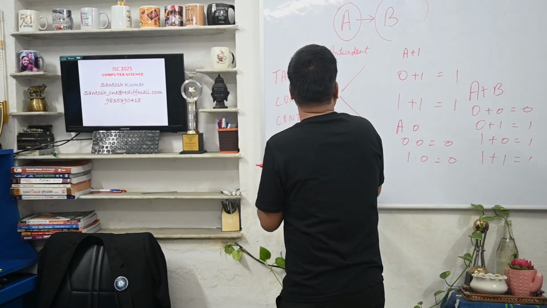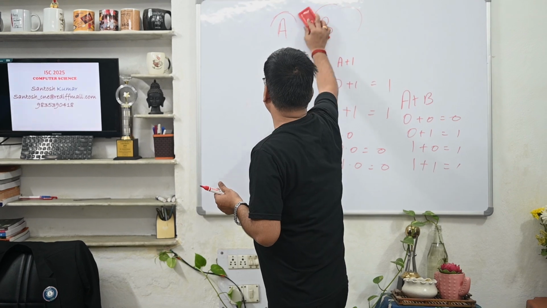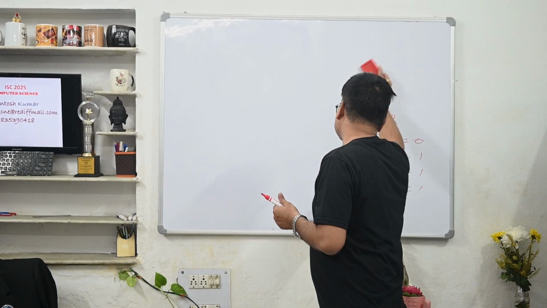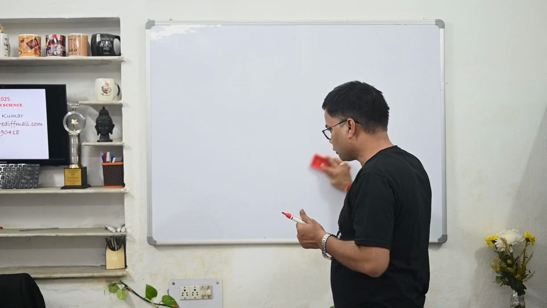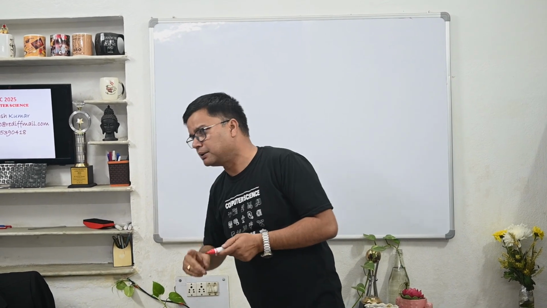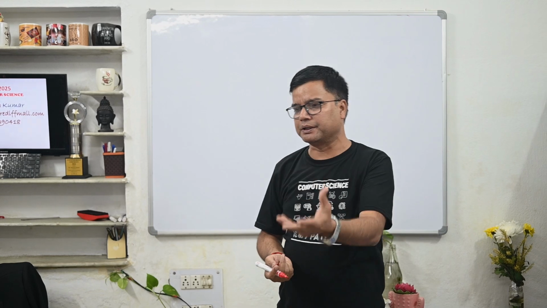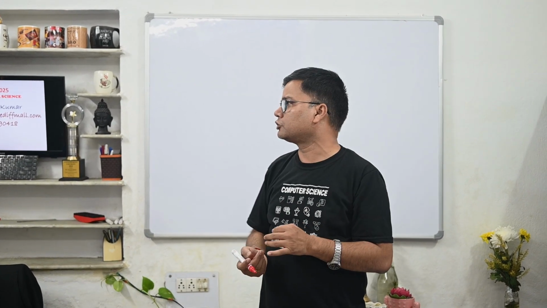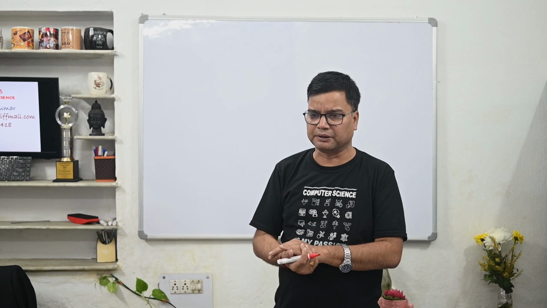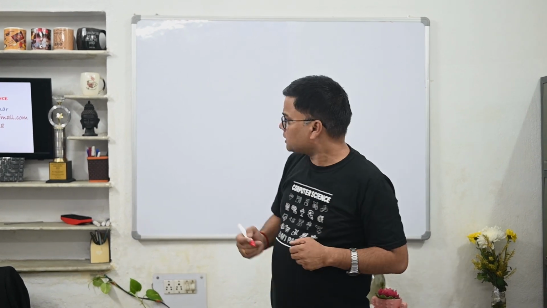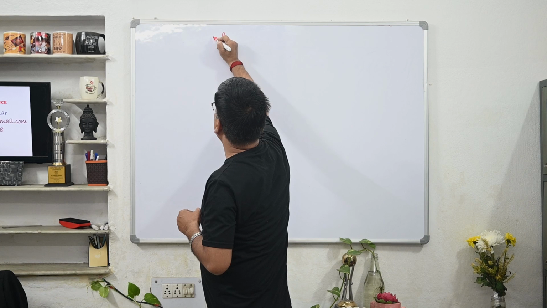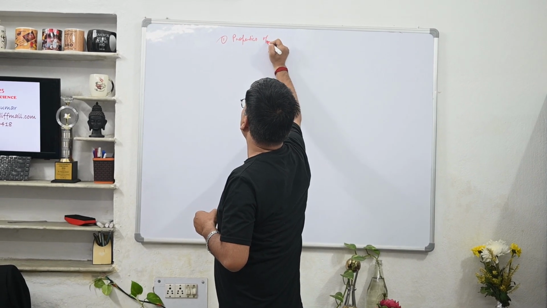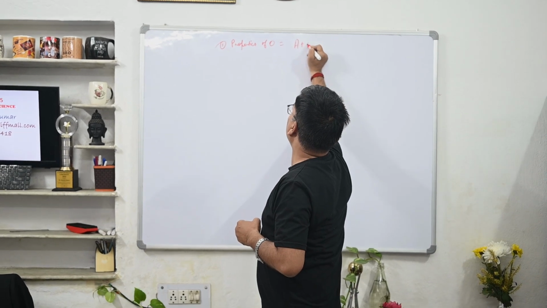Next we have different properties of Boolean algebra. You need to understand these properties as well, because you might get questions. You can be asked in an MCQ that a statement is given and you have to identify which law it represents, or you could be asked about the different purposes or definitions of those laws. First one, properties of 0.